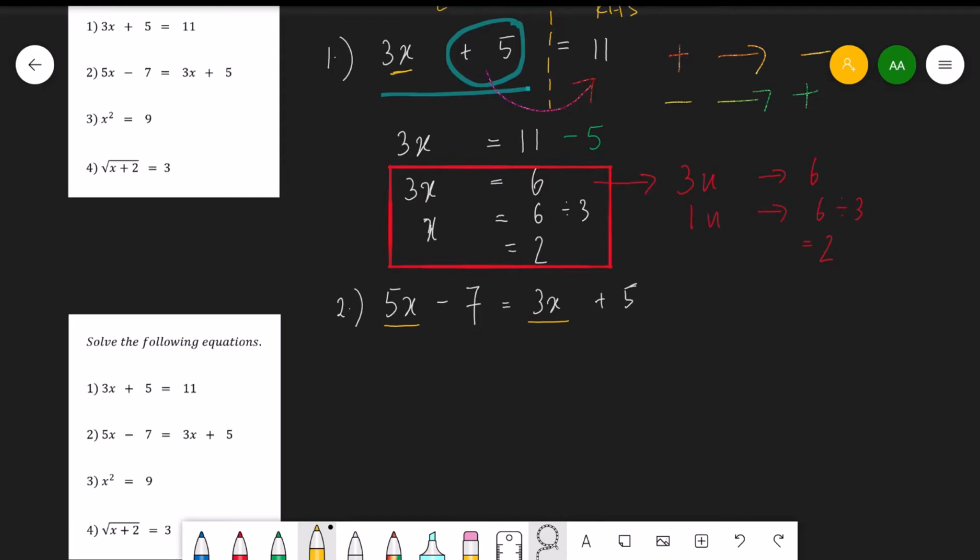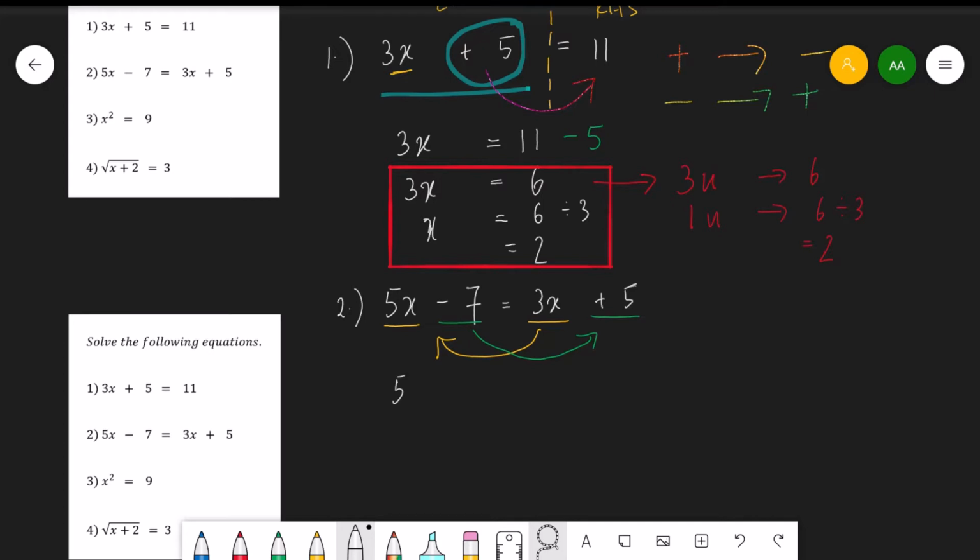So we need to transfer some of the terms. What we know is all our x terms will move to one side and all the non-x terms will move to the other side. What are all the x terms? The x terms are 5x and 3x. I'm going to group them to the left hand side, while all my non-x terms, this is minus 7 and this is plus 5, I'll transfer to the right hand side. Anytime there is a change over the equal sign, your signs will change to the opposite, from a plus to minus, minus to a plus.